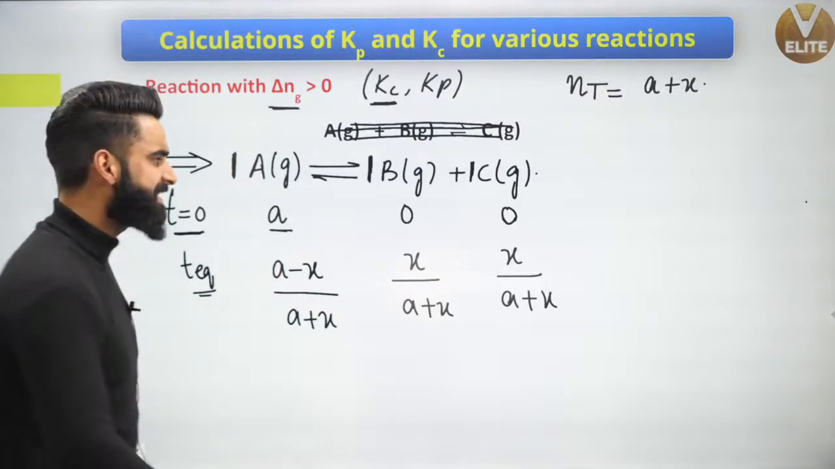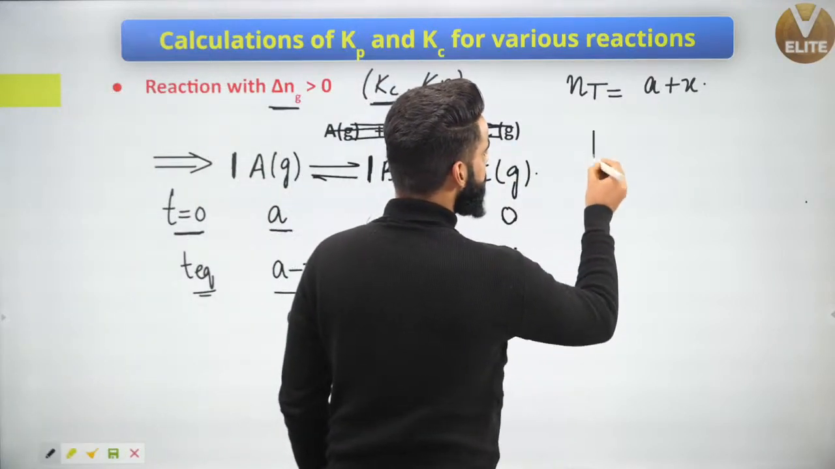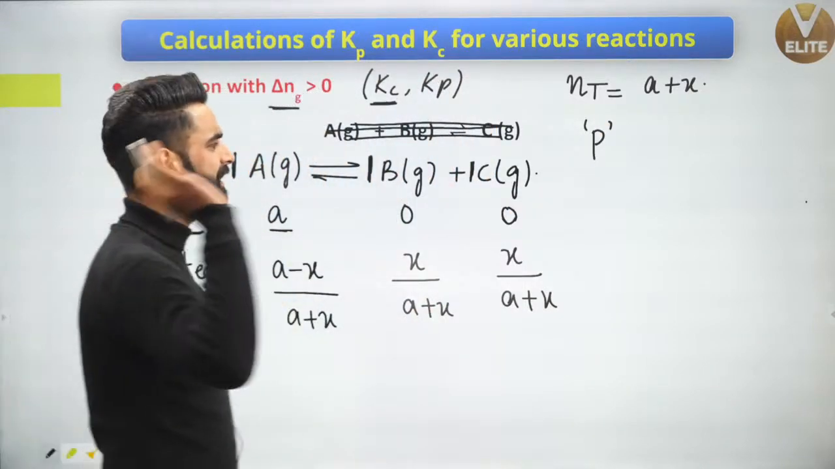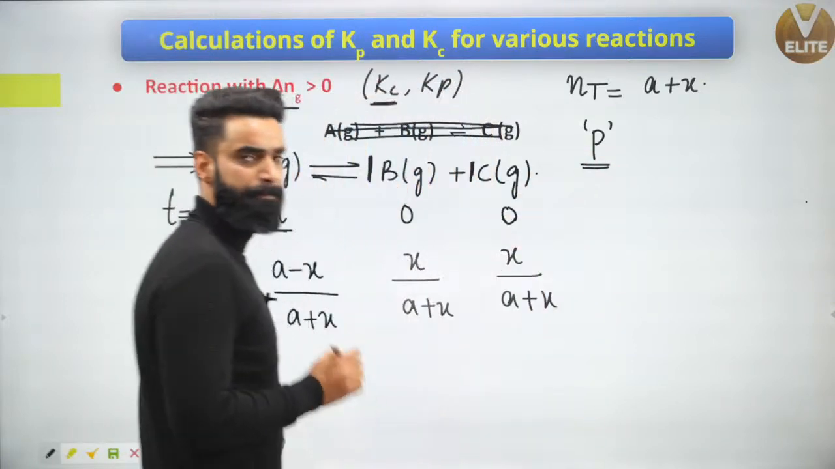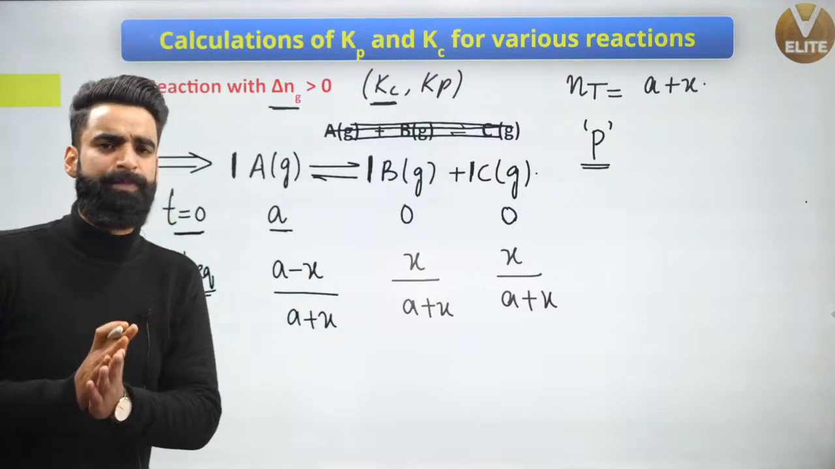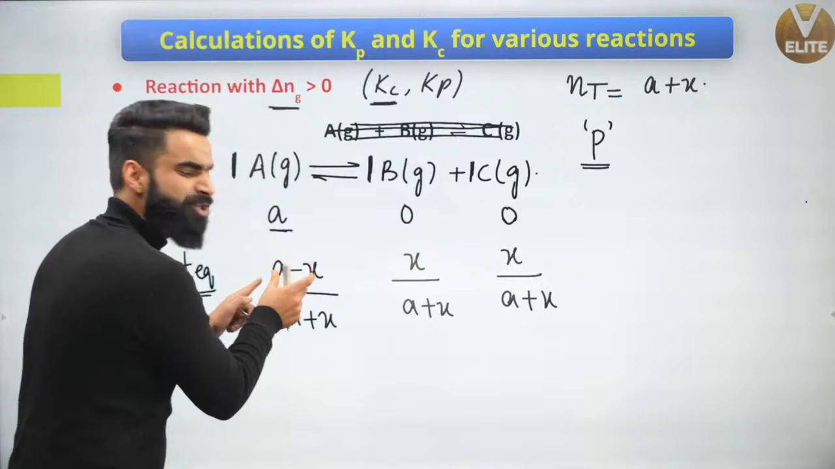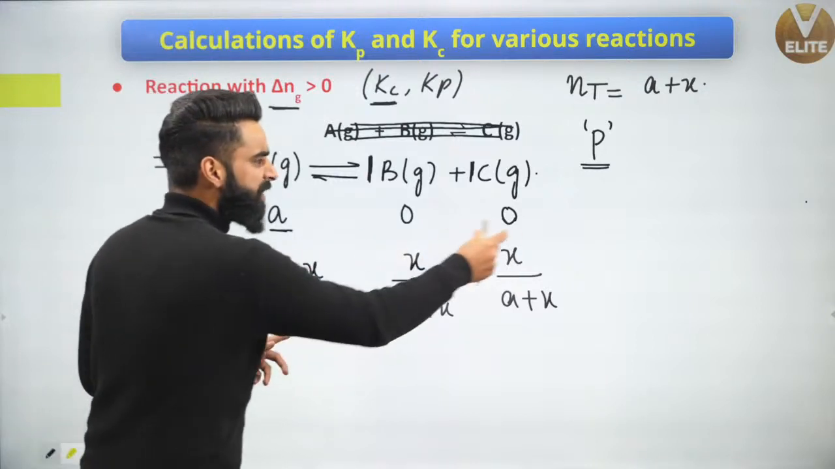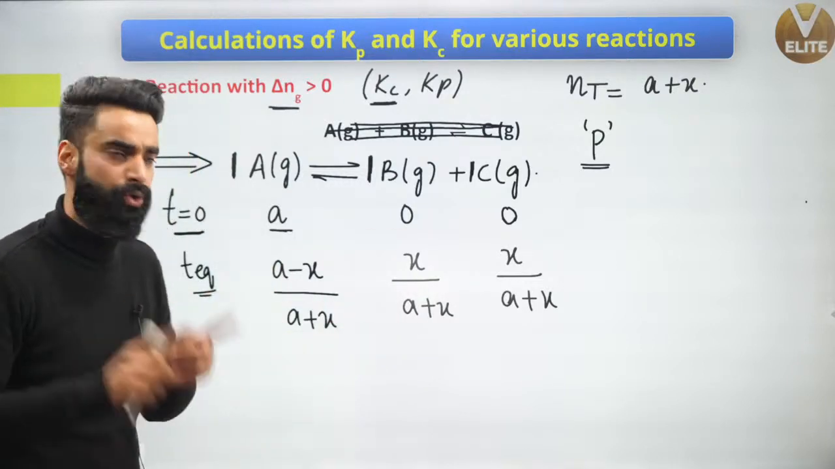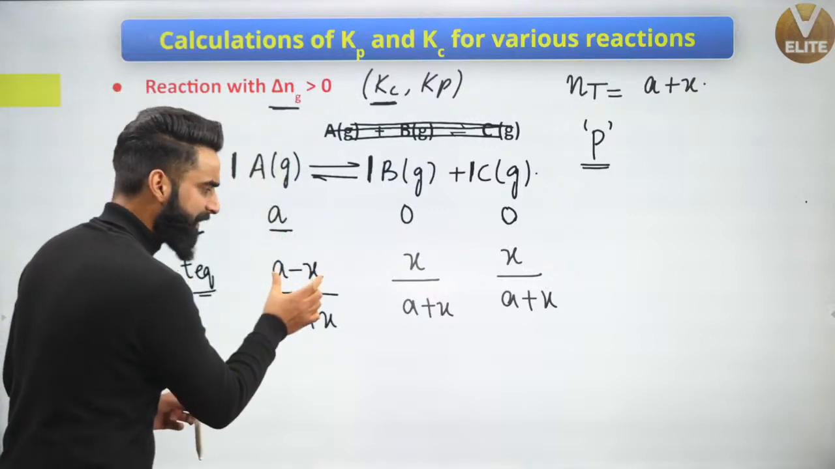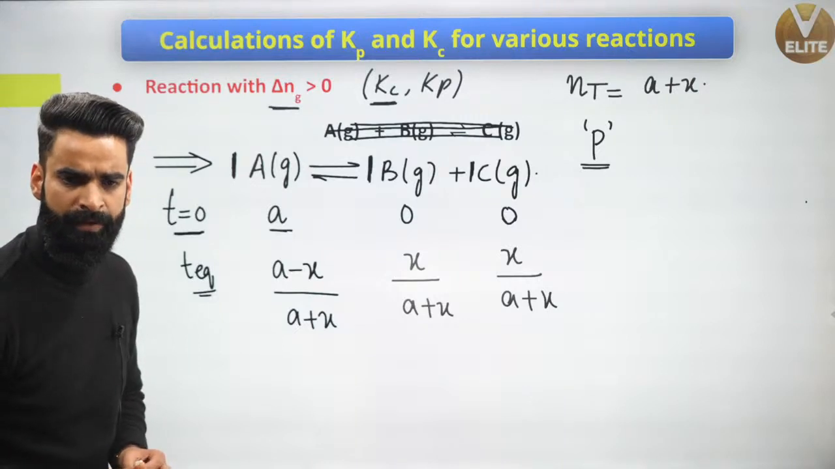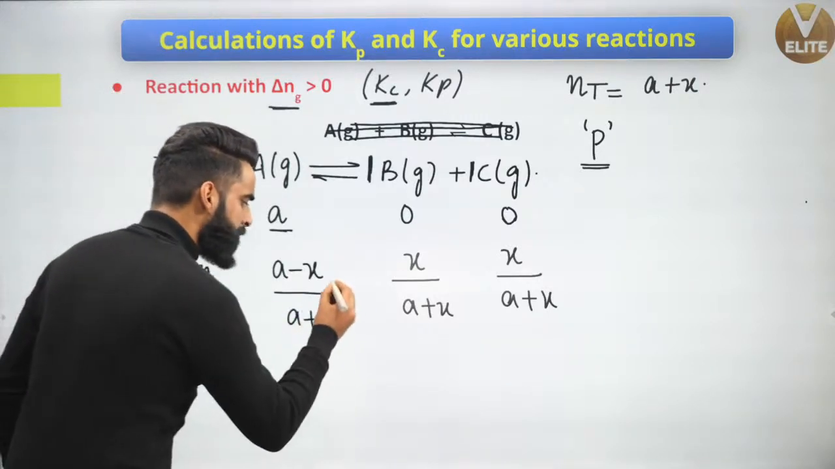And in the last session, if you remember, I told you how to convert mole fraction into the total pressure. Let's say the total pressure of the mixture of gases in the container at equilibrium is, for example, equal to P. Will that total pressure be only due to moles of A left, or moles of B formed, or moles of C formed? No way. The total pressure of the container at equilibrium will be due to moles of A as well as moles of B as well as moles of C. Very simple.